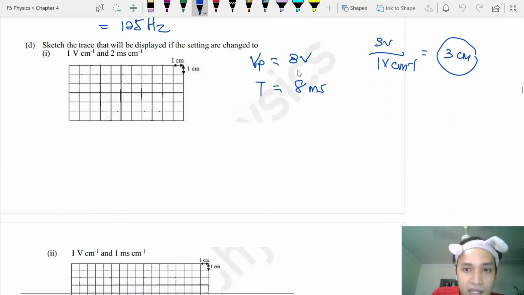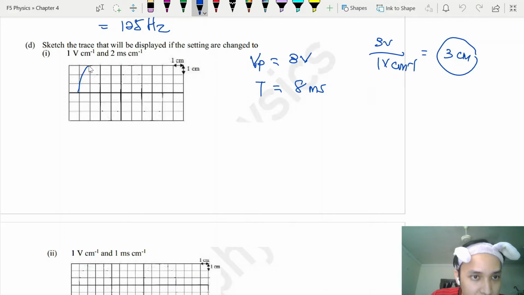Okay, so I take this, divide by this, I get 4 cm. So one wave is 4 boxes. Then you go 3 up. So it's like this. I'll draw this as nicely as possible.